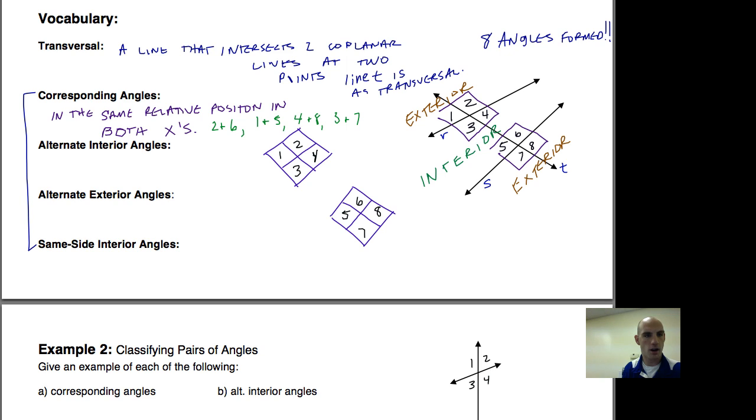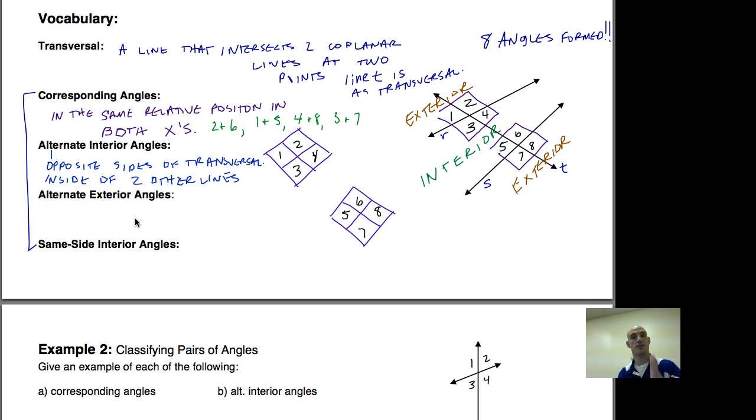Alternate interior. Alternate interior angles are on alternate or opposite sides of the transversal, but they are on inside of two other lines. Okay, so look at what the name says. Alternates on opposite sides of the transversal. Opposite sides of the transversal, like 3 and 4 are alternate angles, 5 and 6 are alternate angles, and then they're on the inside of those two lines.